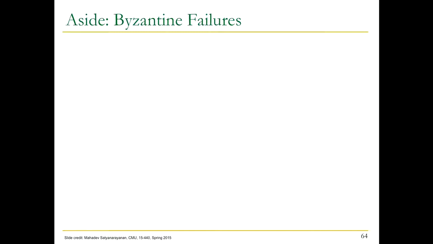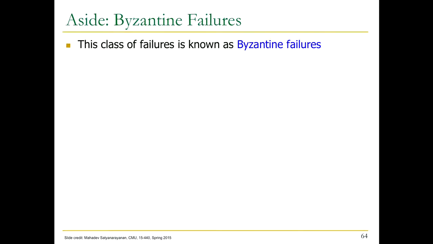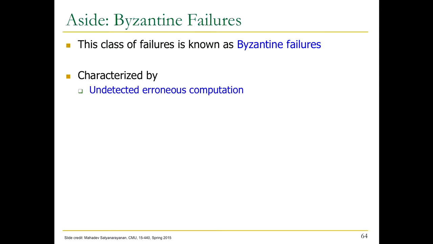This goes into the heart of distributed computing theory that you might see at some point. But this class of failures, like Rowhammer, are also known as Byzantine failures. I'm not going to go into the detail why it's called Byzantine failures, but there's this famous Byzantine generals problem that was introduced by Leslie Lamport. But they're characterized by undetected erroneous computation.